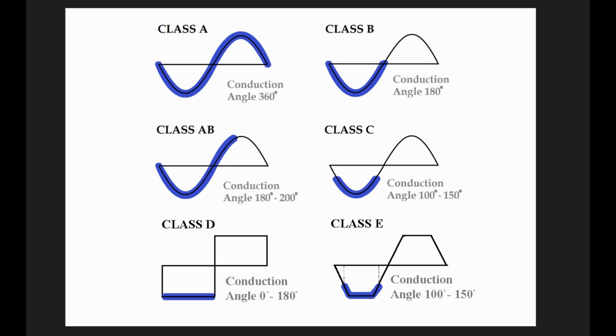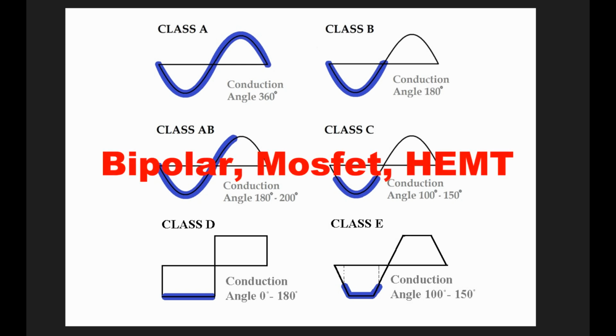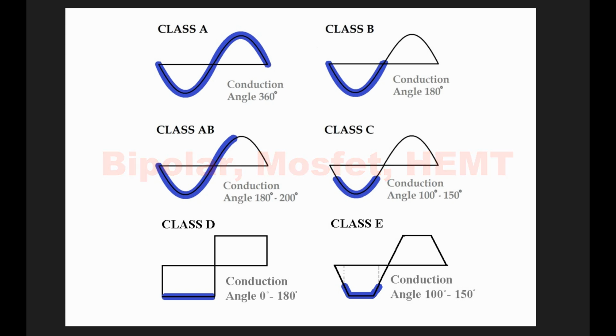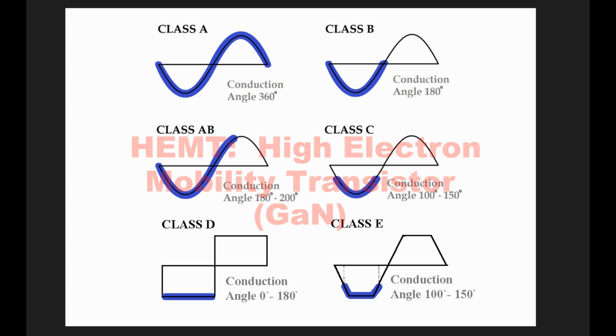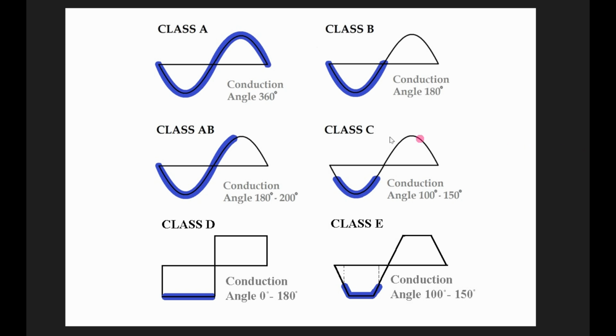Let's talk about the device that we're using as a switch in the Class E amplifier. Remember, it's that same device, whether it's a bipolar transistor or a MOSFET or a HEMT device. These are all devices that we're using as a switch. But of course, traditionally, we've been using them as linear amplifiers.